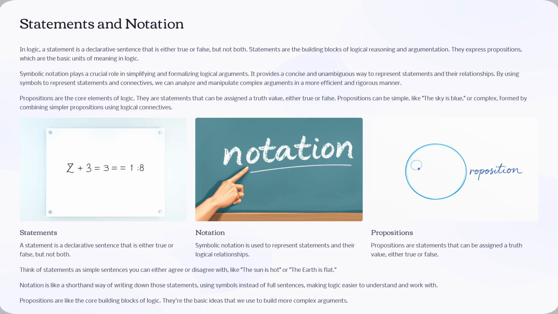Think of statements as simple ideas or claims you can agree or disagree with, like the sun is hot. Notation is a shorthand way to write down those statements using symbols, making logic easier to work with. Propositions are the Lego bricks of logic. They are the basic building blocks that we can combine to construct more complex logical arguments.